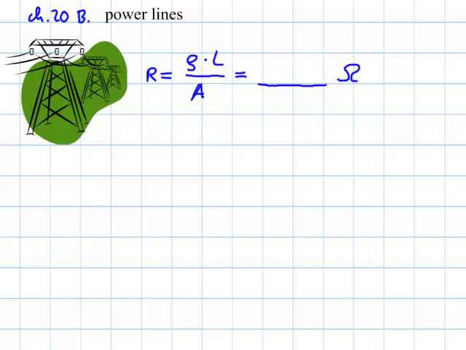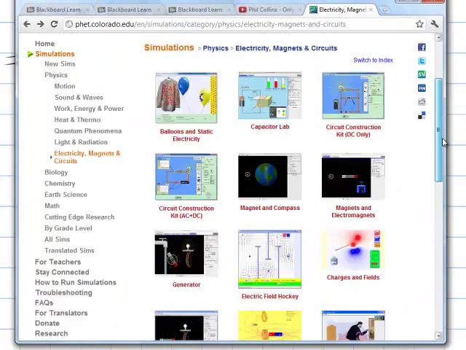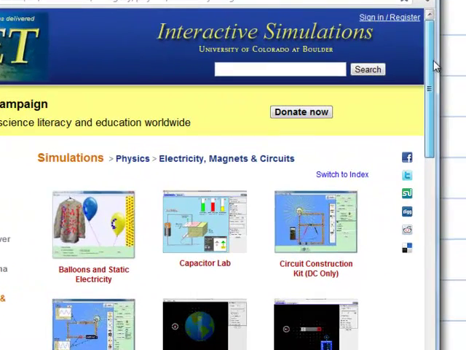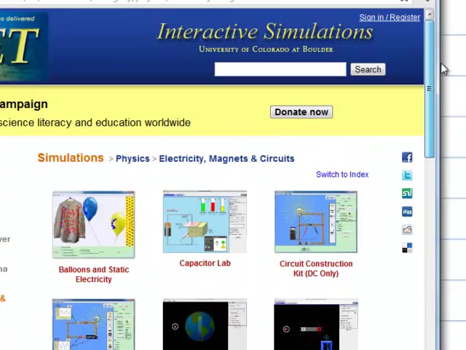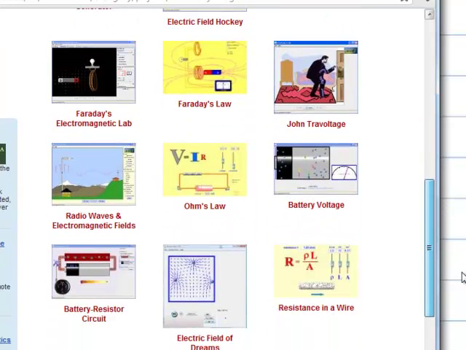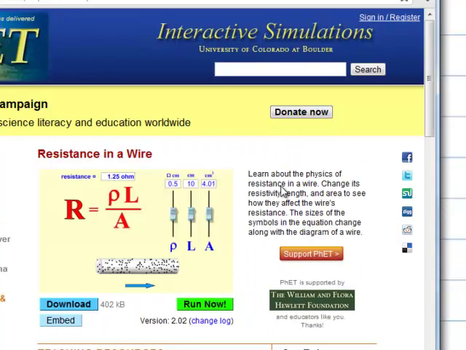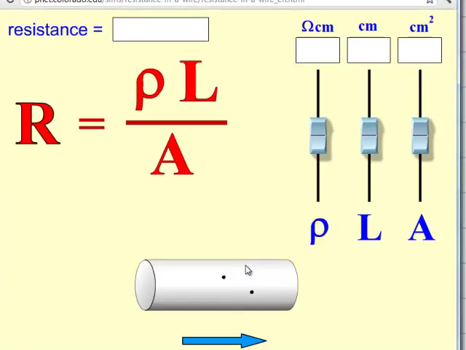I want to show that PhET actually has an applet that this problem can be done with. So here it is. Physics Educational Technology from Colorado. It's easy to Google. Here I already went into physics, electricity, magnets, and circuits, and the one that I want to look at is resistance in a wire. Click on Run Now. There it is.